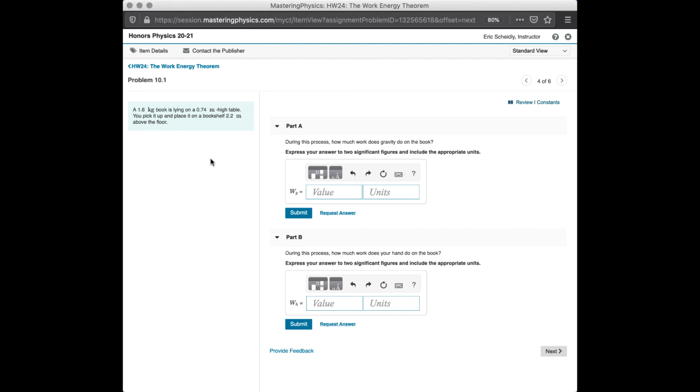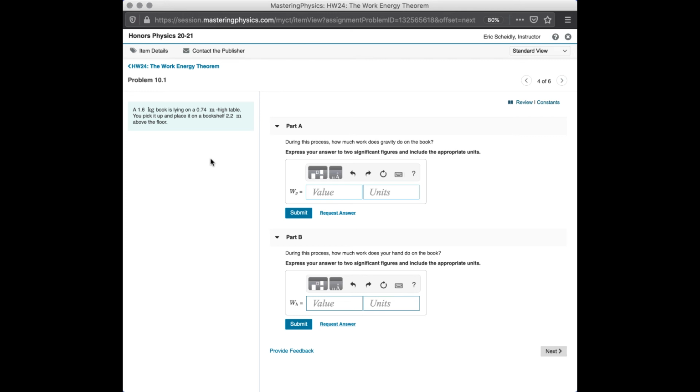It's really important, part A, that work done by gravity is negative, because as I lift the book up, the displacement is upward, but the force of gravity is downward. Since the force of gravity is opposite the displacement, the work done is negative. During the process, my hand does the same amount of work in the opposite direction. That is, I do as much positive work lifting the book as gravity does resisting the lifting of the book.